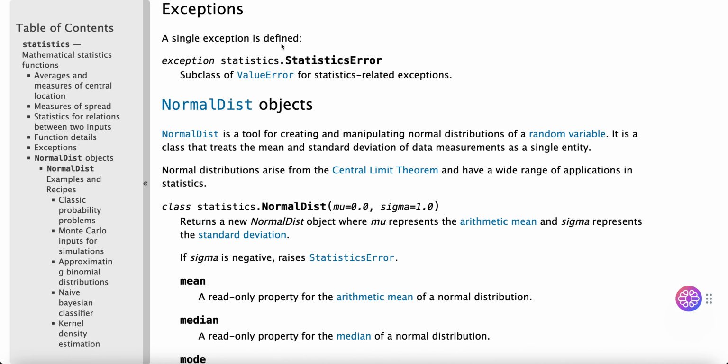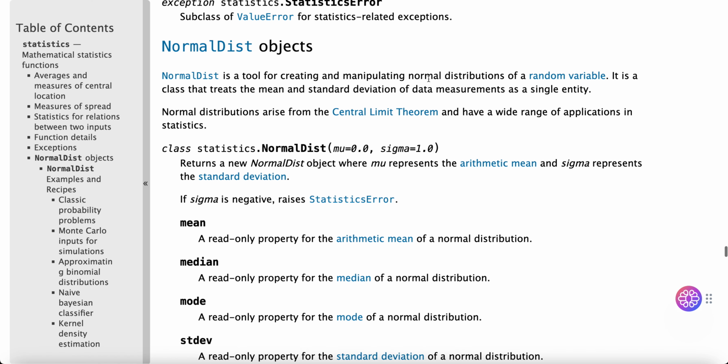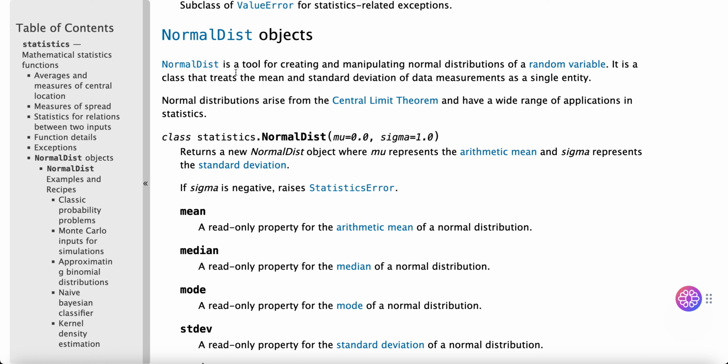Exceptions. A single exception is defined. Exception statistics.StatisticsError, a subclass of ValueError for statistics-related exceptions. NormalDist object. NormalDist is a tool for creating and manipulating normal distributions of a random variable. It is a class that treats the mean and standard deviation of data measurements as a single entity. Normal distributions arise from the central limit theorem and have a wide range of applications in statistics.